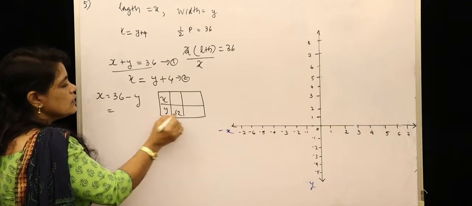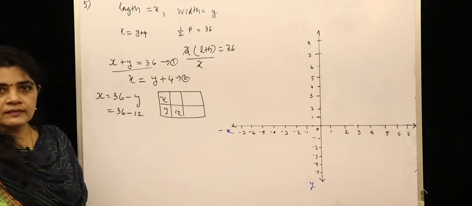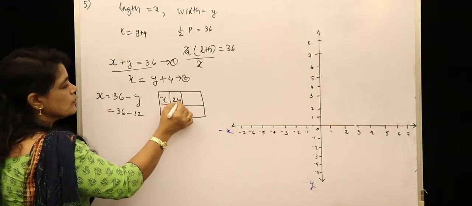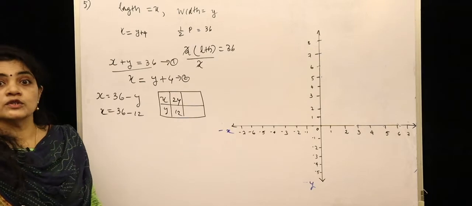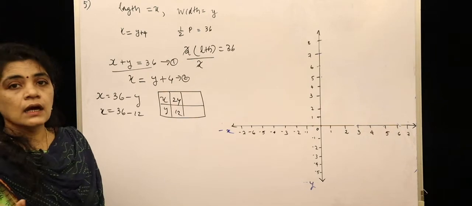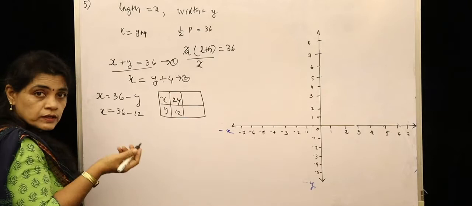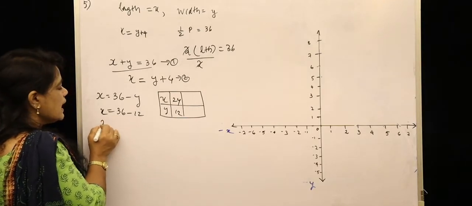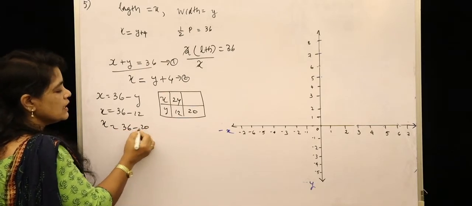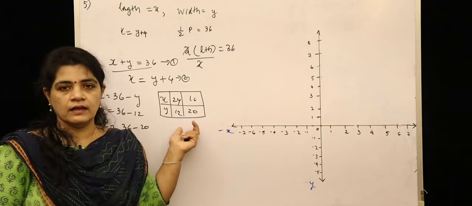So if you are taking 36 minus 12, here you will be getting x as 24. The value of x is equal to 24. And secondly I am going to take the value of y as 20. You can take different values. So for y equal to 20, you will be getting x equal to 36 minus 20, that is 16. So these are the values of x and y.